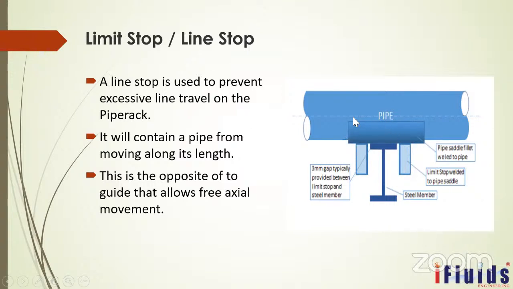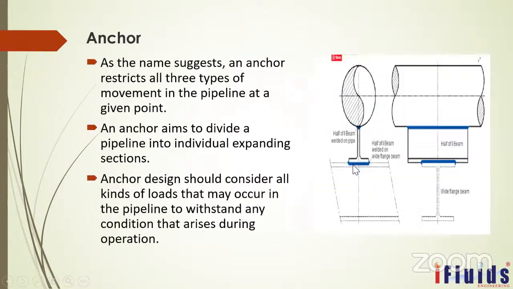At the same time, one thing we have to keep in mind: we have to restrict the pipeline, but not too much, and at the same time we have to allow movement in the pipeline, but not too much. Based on the thermal expansion and our stress analysis calculation, we have to choose this kind of support and decide how much we can allow. If you allow more, it will damage the nozzle. If you anchor or provide a fixed support, it will also damage the piping weldment. So we have to keep this in mind while selecting the piping support.